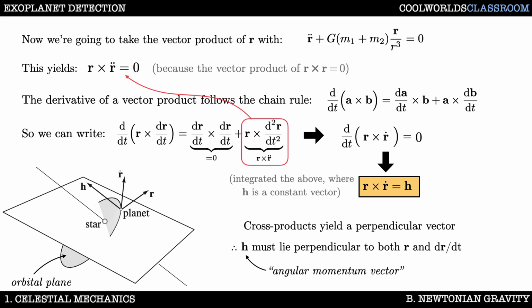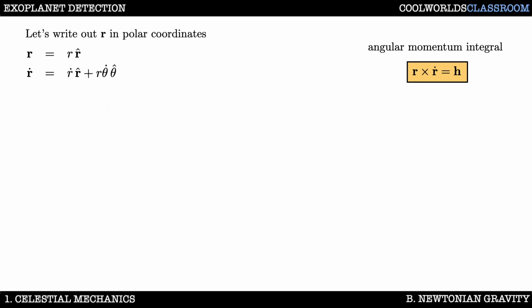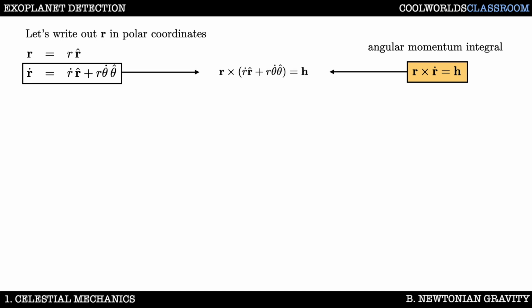It's actually now pretty easy to get to Kepler's second law from this result. To achieve this, we're going to write out r and r dot in polar coordinates. To save time, I'm not going to derive this here, but this is a standard vector calculus result which you can find in any good textbook on the subject, or even over here at this Wikipedia link that I'll put down in the description. Let's take our equation in the orange box, often called the angular momentum integral, and substitute it into the r dot expansion.